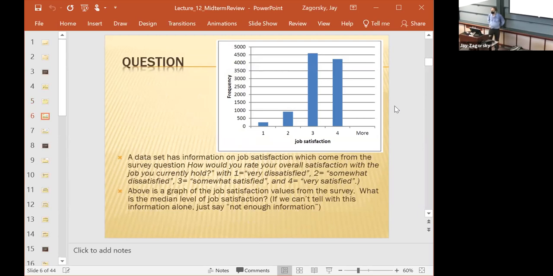Okay, here's a question, and then I'll be quiet for about 20 seconds, 30 seconds. A data set is information on job satisfaction, which comes from the survey question: How would you rate your overall satisfaction of the job you currently hold? 1, very dissatisfied. Basically, I hate it.